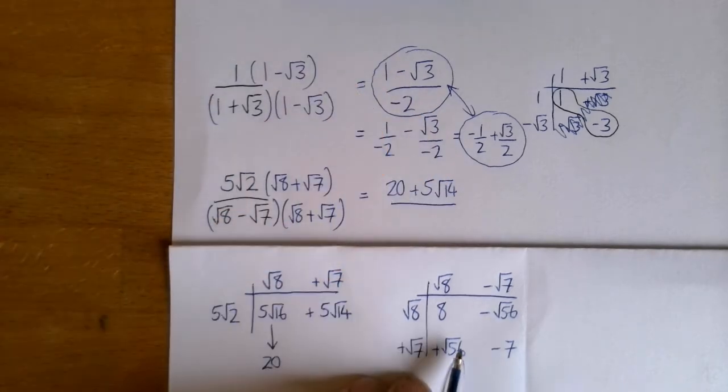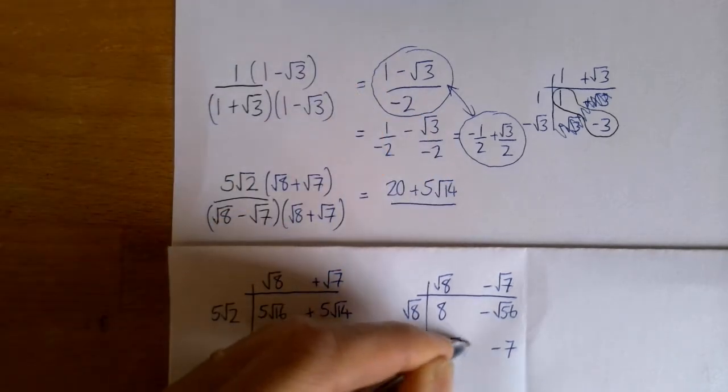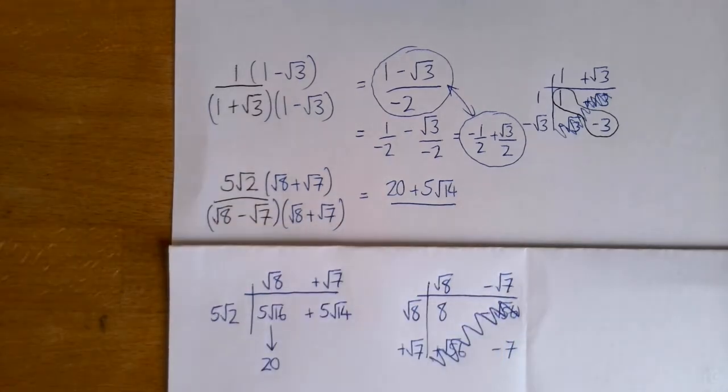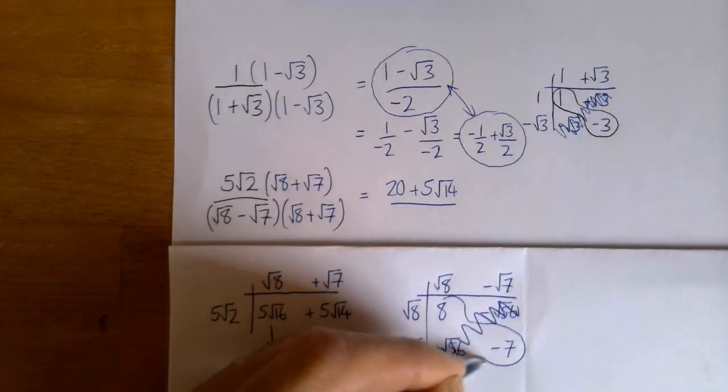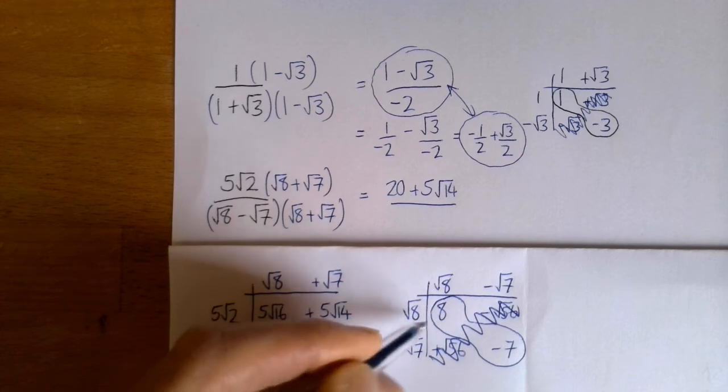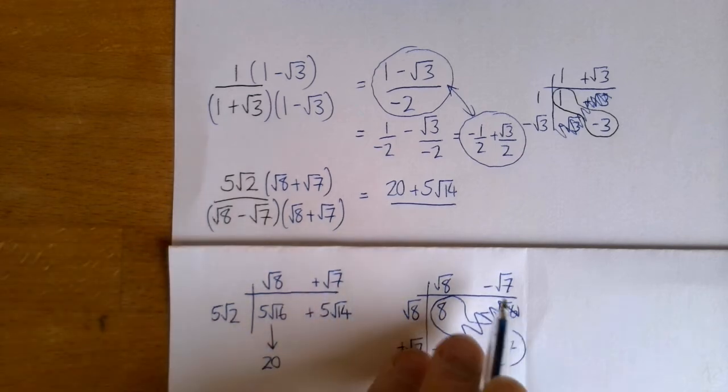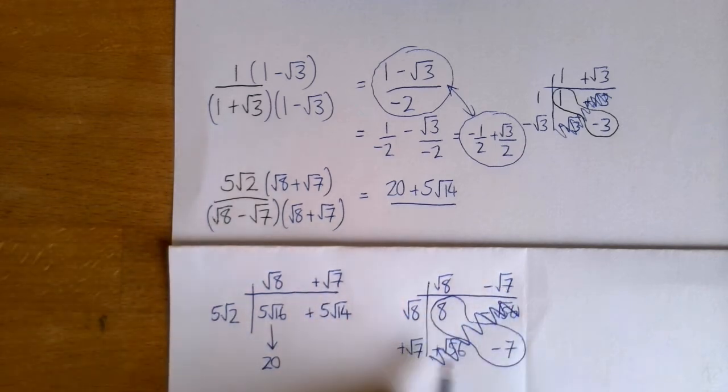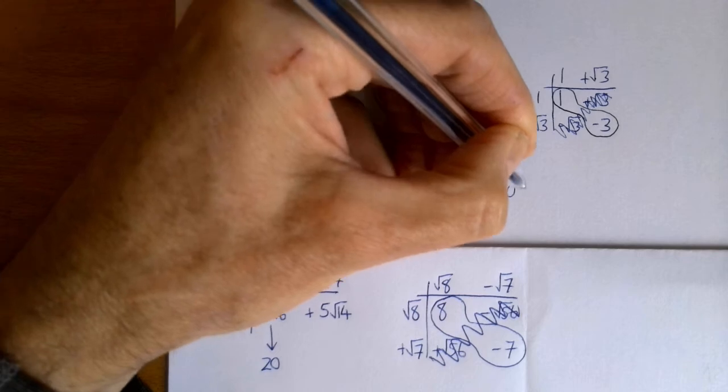If I look at the denominator, I've gridded that out. Those cancel out, and look what happens when I peanut here. I've got root 8 times root 8, which is plus 8, and minus root 7 times plus root 7, which is minus 7, so you end up with 1. And that's just that.